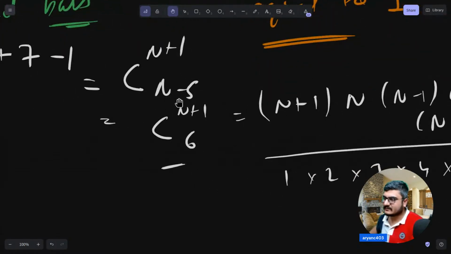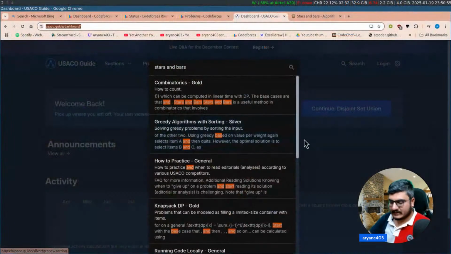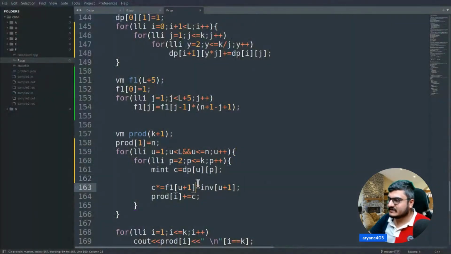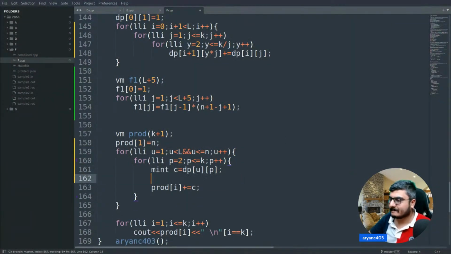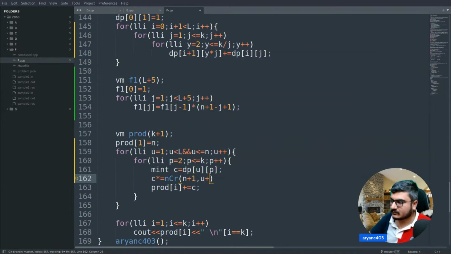This formula is the number of holes plus 2. I think we had 4 numbers not equal to 2. So what you essentially need is ncr of n plus 1 comma u plus 1 here, and you can add this to the required value here. The n is very big here, so you can probably pre-compute all the values here.